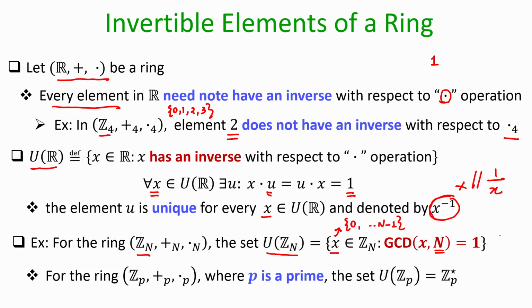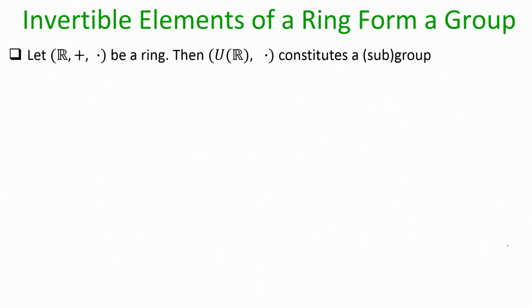That means, if I consider my n to be a prime number p, then this set U of Zp will be nothing but all the elements except 0 in the range 0 to p minus 1, because 0 will not be co-prime to p. Okay. So, now we can prove some interesting properties for this set U of R.